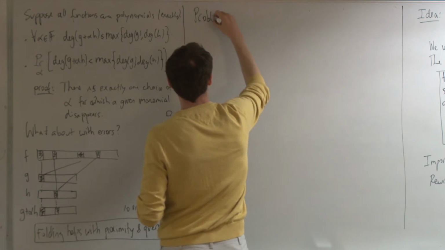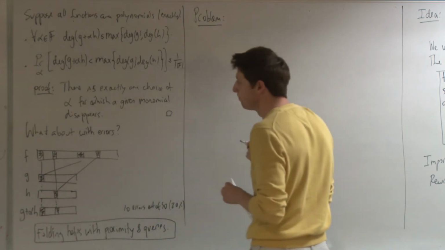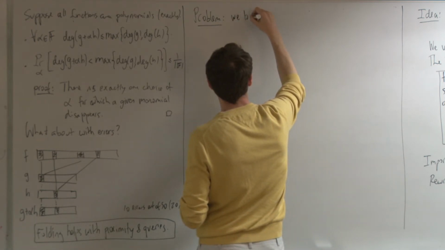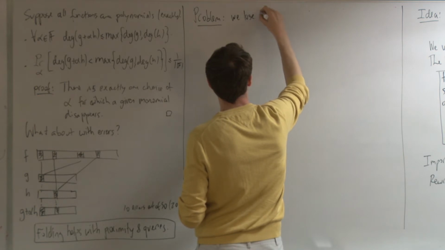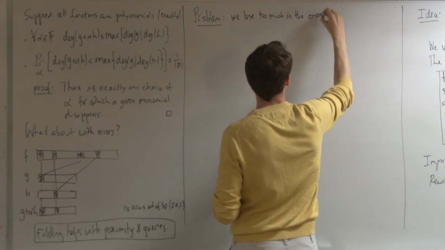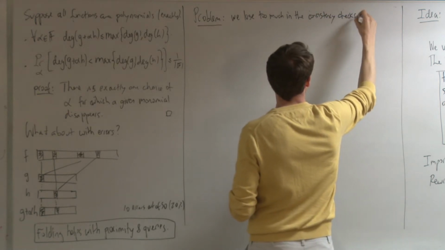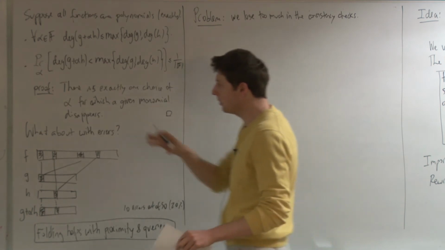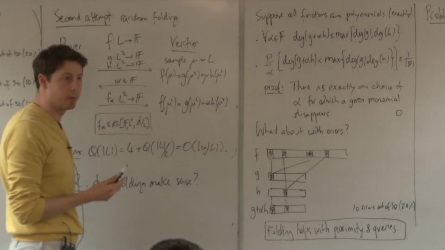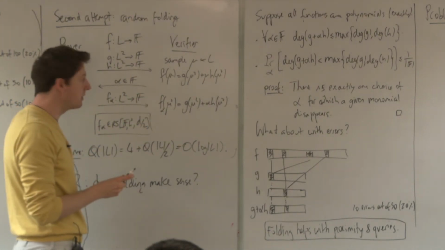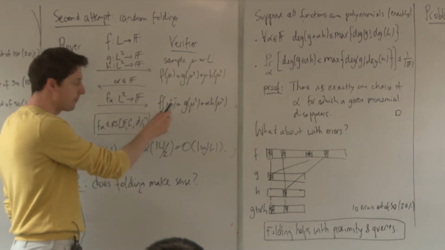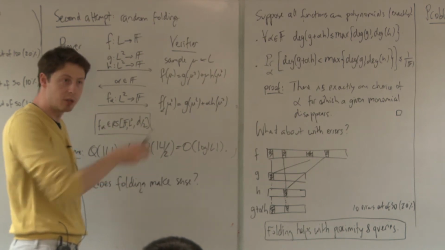So we have a problem that we lose too much in the consistency checks. Proximity was one problem, queries was another, we fixed them. But now if you unroll the recursion, what's happening? At each round, we're doing a consistency check between f, g, and h, and then between f sub alpha and g and h. Okay, and we're doing this at every round.